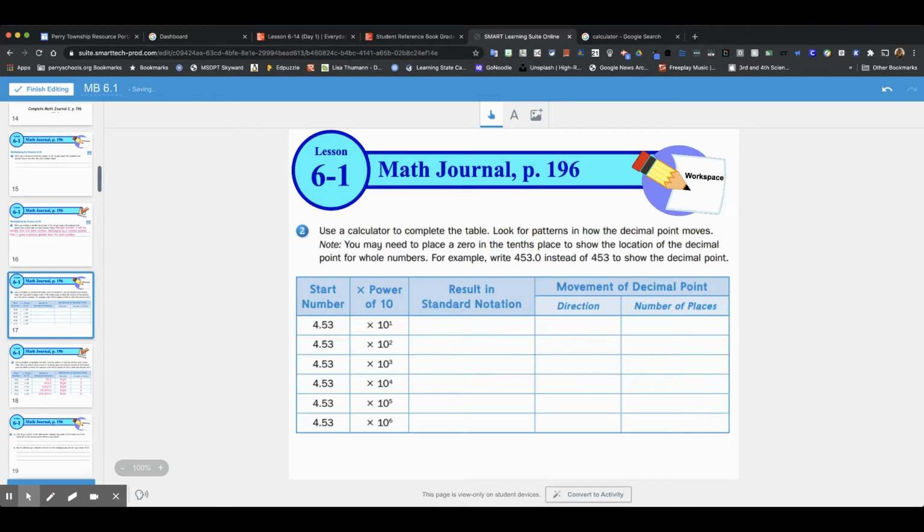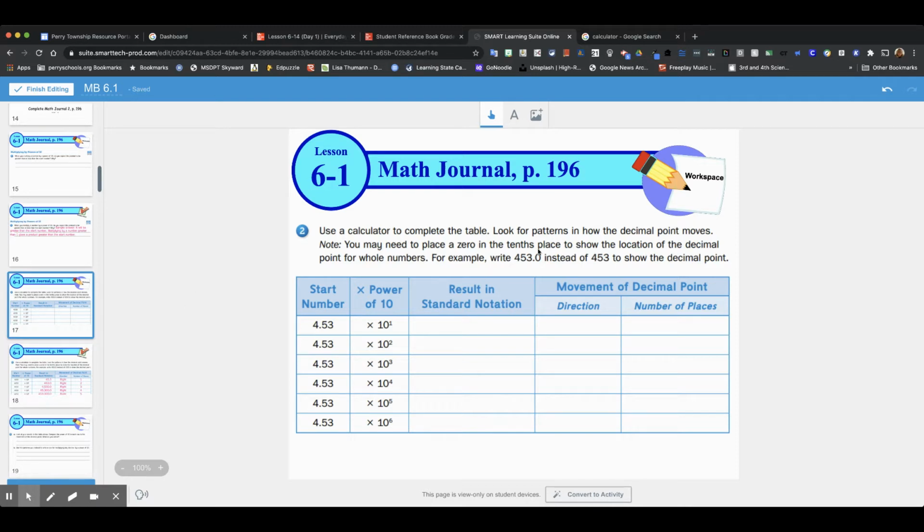Let's look at number 2 now. Again, you get to use a calculator. This is one of those times where we say, please take out that calculator. Let's use it for this lesson. Look for patterns in how the decimal point moves. Note, you may need to place a 0 in the tenths place to show the location of the decimal point for whole numbers. For example, you would write 453.0 instead of 453. We just want to show that decimal point.